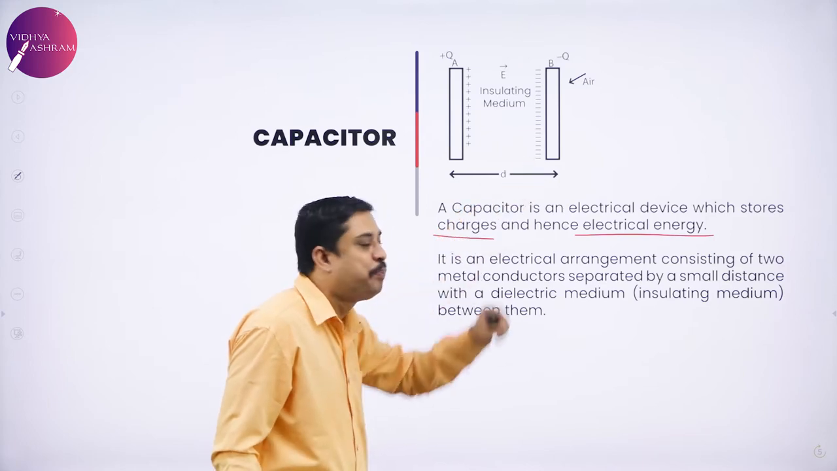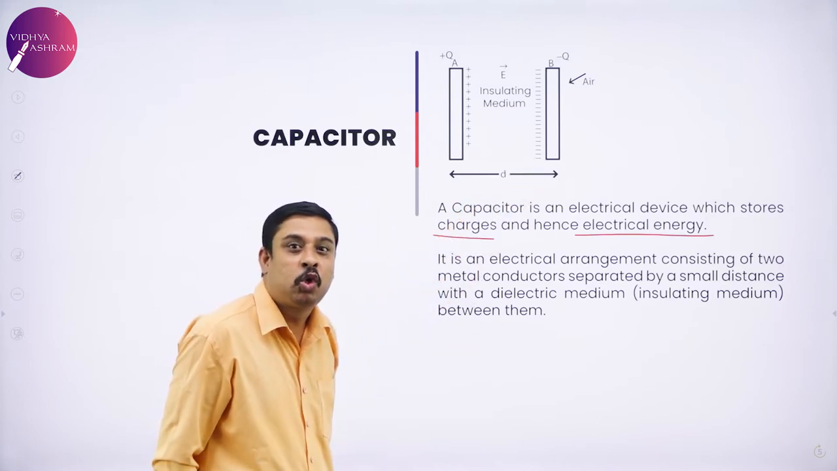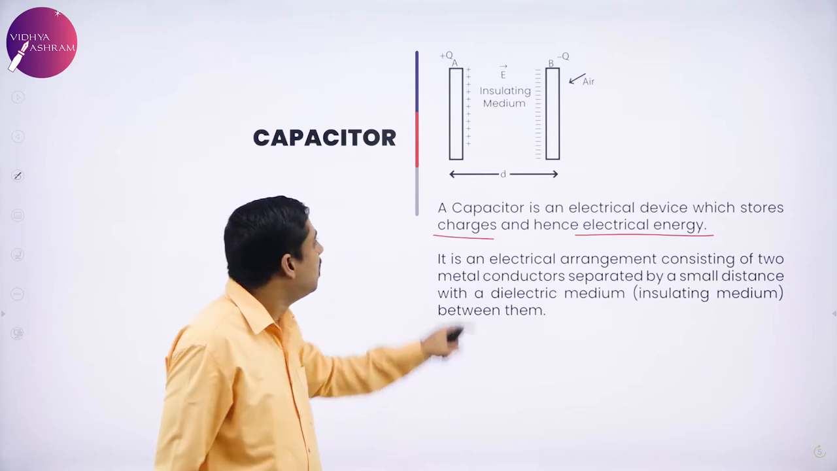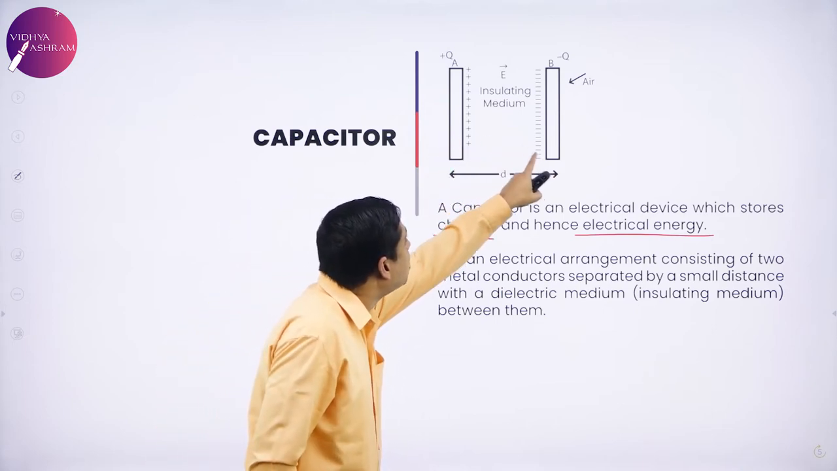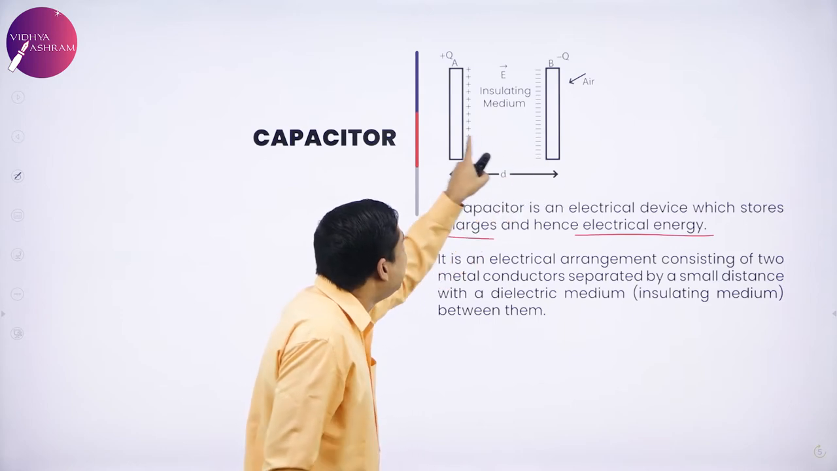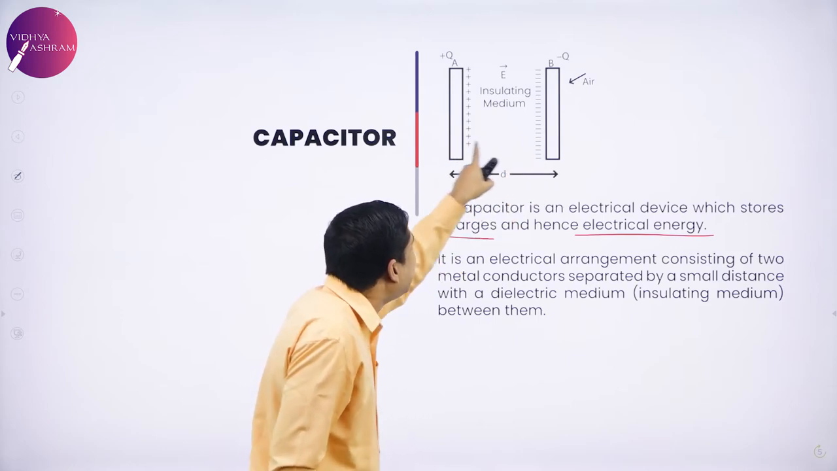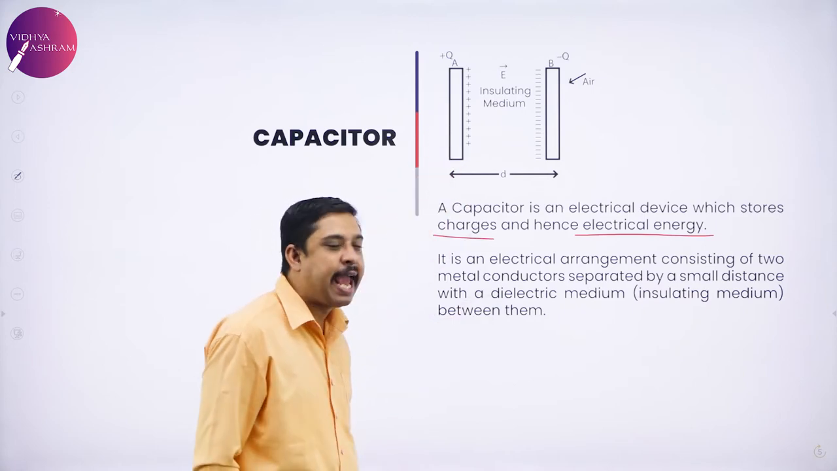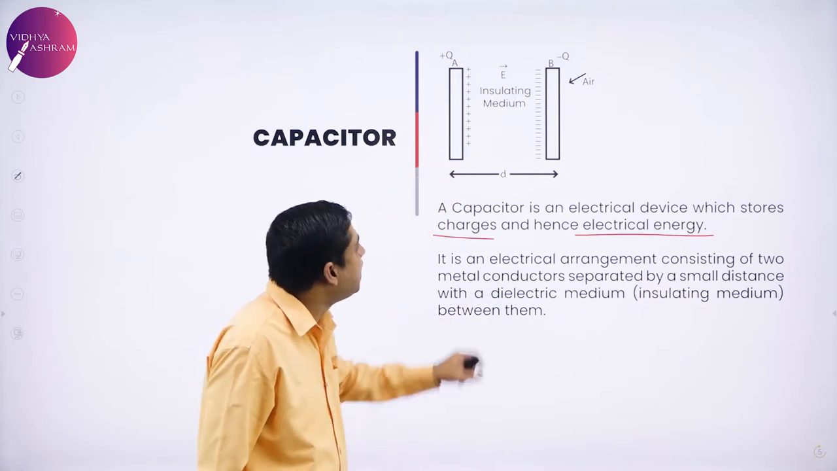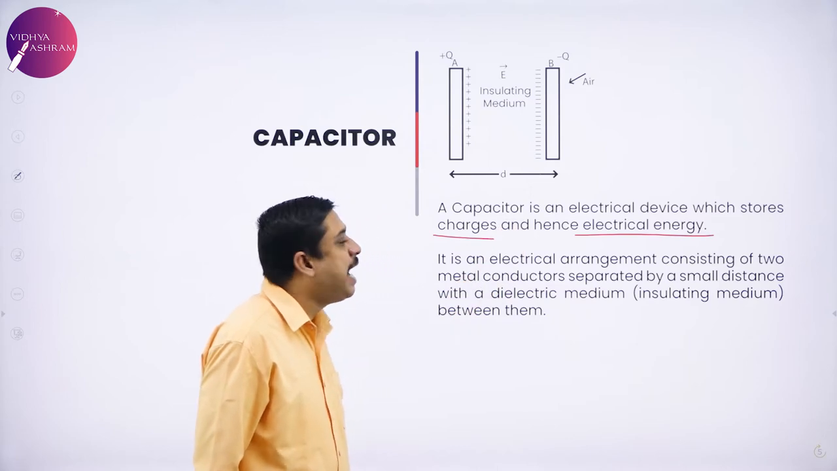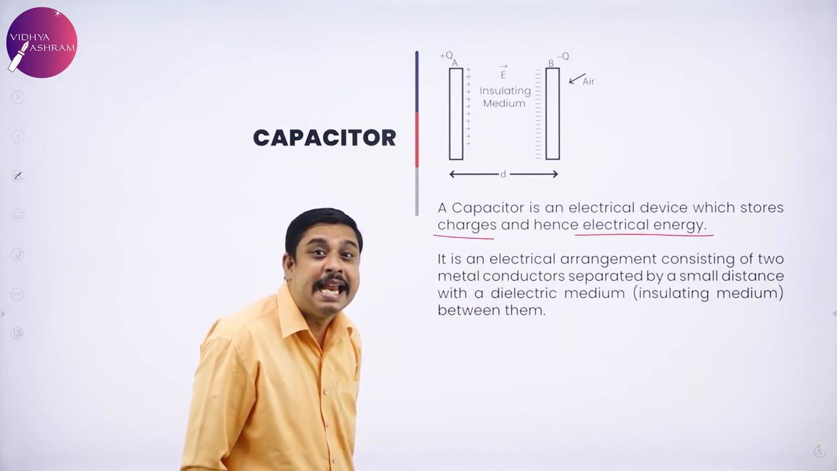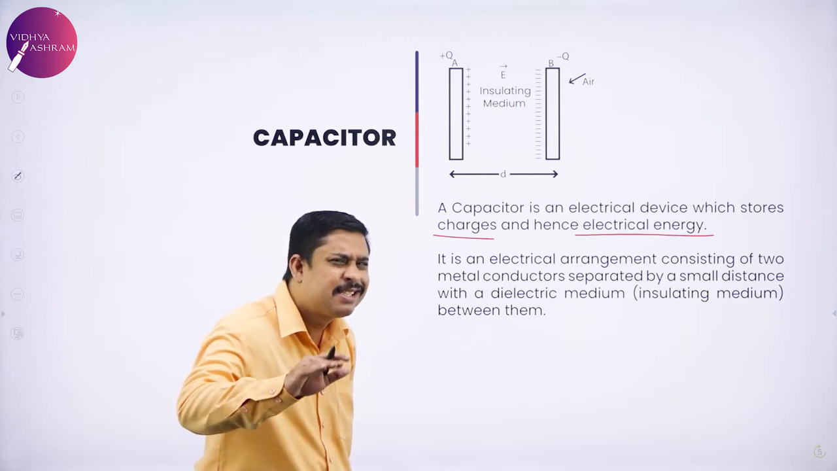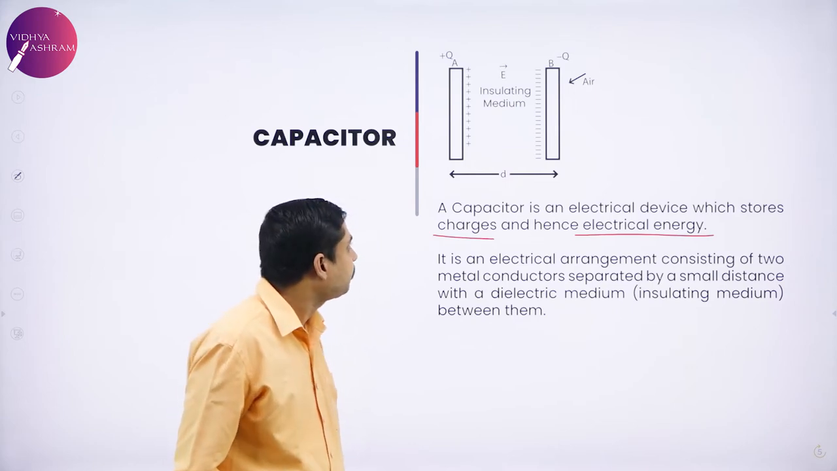Two conducting metal plates, two charged metal plates. Look, there are two charged metal plates. We call these conducting metal plates. The plate A is positively charged and the plate B is negatively charged. How charges are accumulated, slightly next I will go there.